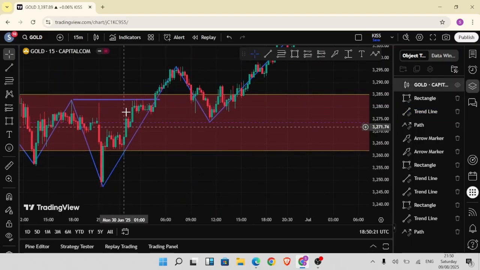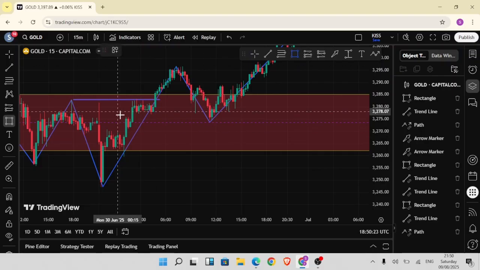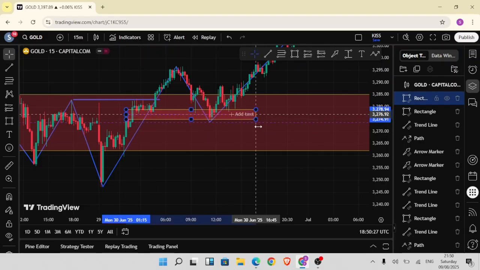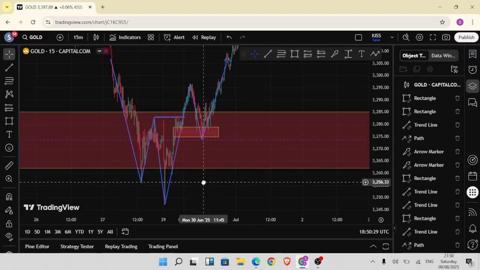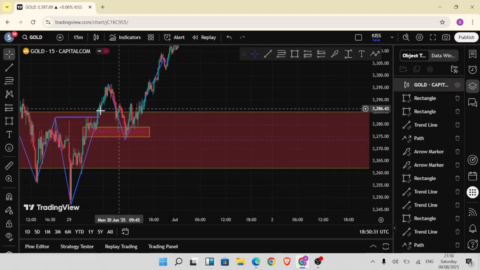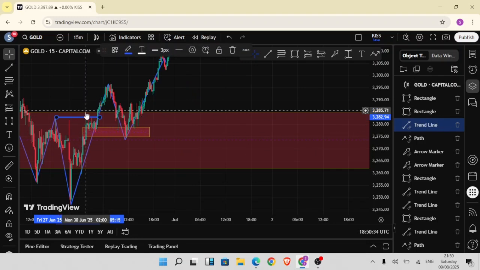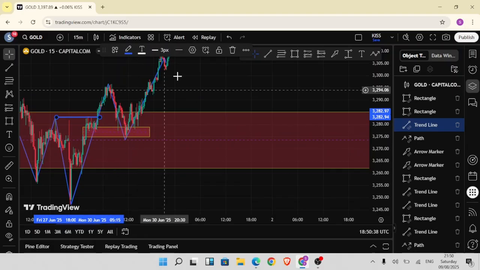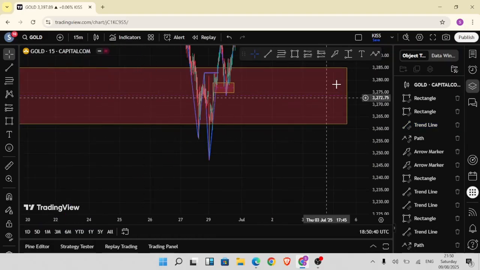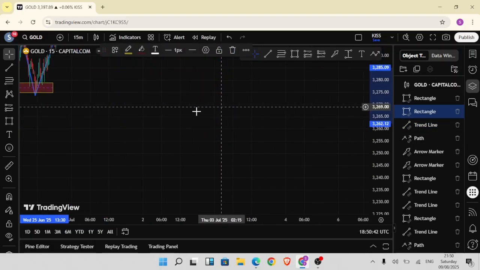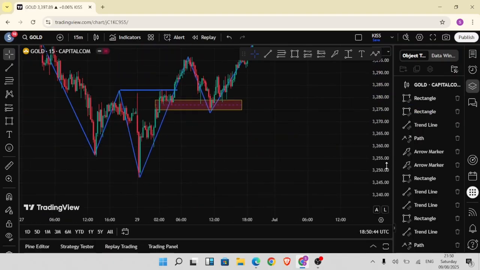notice price left a fair value gap right there, right? And we had price reacting off this fair value gap. So price gives us this market structure shift or break of structure, goes up, retraces into this fair value gap, and then goes up. Now this fair value gap is your area of interest in the lower time frame, right?